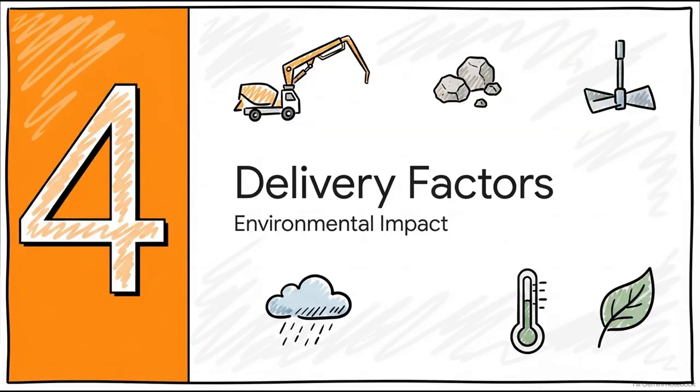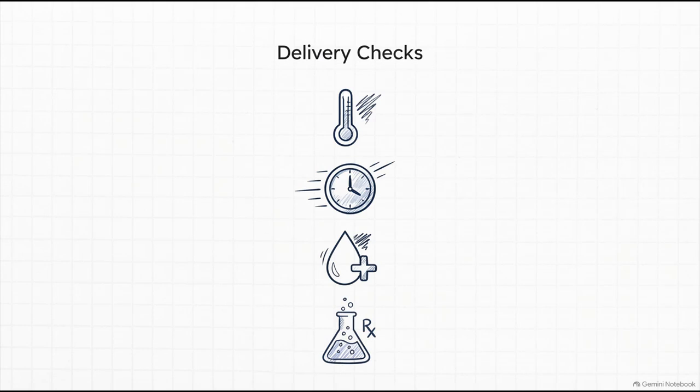Okay, Section 4, delivery and environmental factors. Now, temperature is a massive factor here. You've got to remember this. The material temperature is actually part of the mixture condition itself. It is not just a weather measurement. Hot material can stiffen up incredibly fast, while cold material might develop its strength painfully slowly.